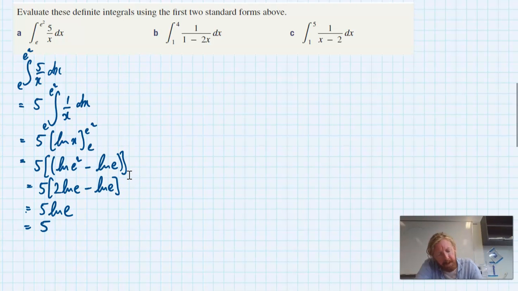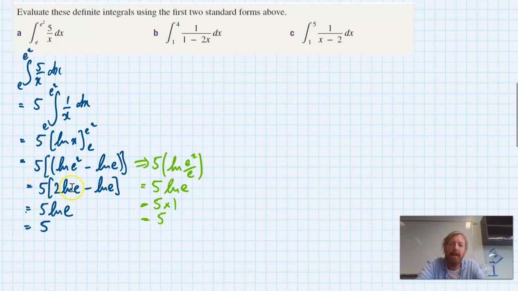Maybe from this step here. I just want to point out that these can be done in different ways, okay? This could become, let's just see if it works, 5 ln e squared on e. Because it's a minus, I can divide, which will be equal to 5 ln e equals 5 times 1 equals 5. So when you apply your log laws, it doesn't matter. You can apply it at this line or at this line and we'll get the same result out.